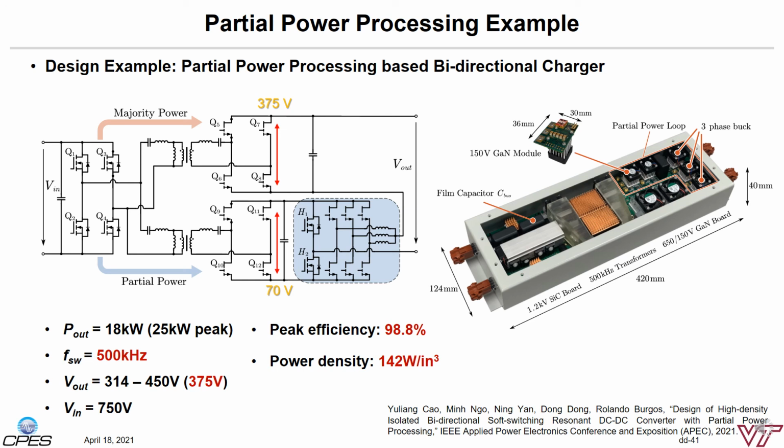So in this case, we designed a single-stage CLC converter with 375 V output, and then we just need to build a 70 volt two-stage low voltage regulation converter and connect that in series with the single-stage CLC to regulate battery side output voltage and power. So in this case, we can achieve very high efficiency with 98.8% peak efficiency, and the power density can be pushed to 140 watts per cubic inch.